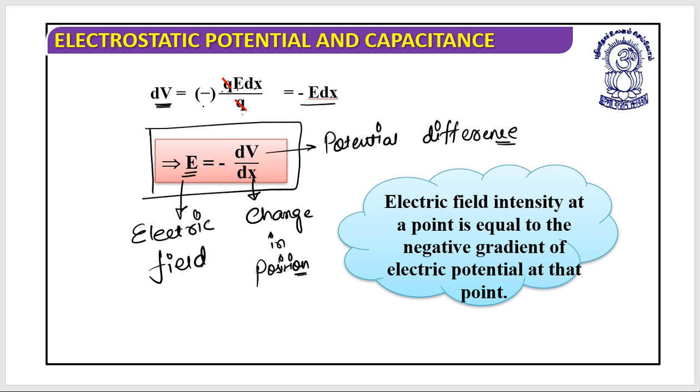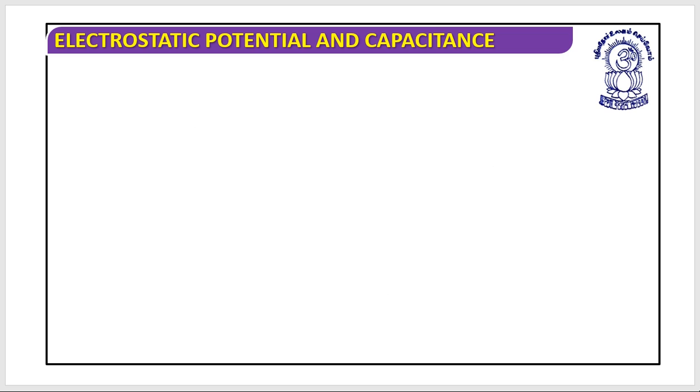So what I can derive is that the electric field intensity at a point is equal to the negative gradient. Do you know this word? Gradient. Whatever term has been divided by distance is termed a gradient. The electric field intensity at a point is equal to the negative gradient of the electric potential at that point. This is the relation which relates electric field and potential with each other. So please do remember this. Let's look at what we can derive from this.